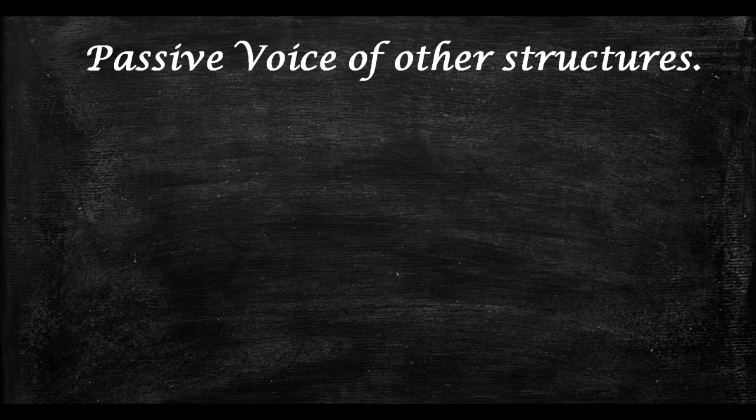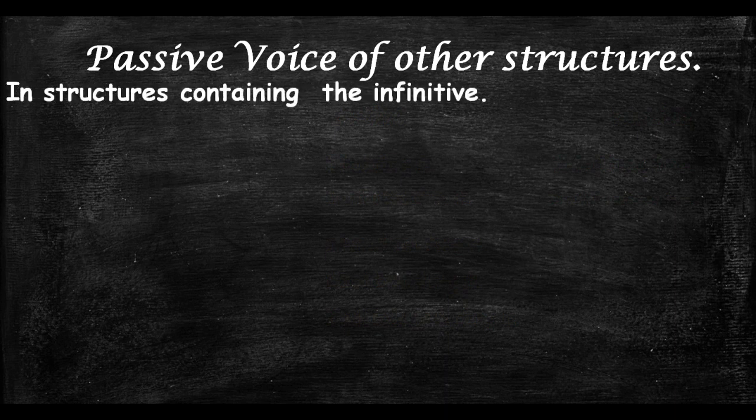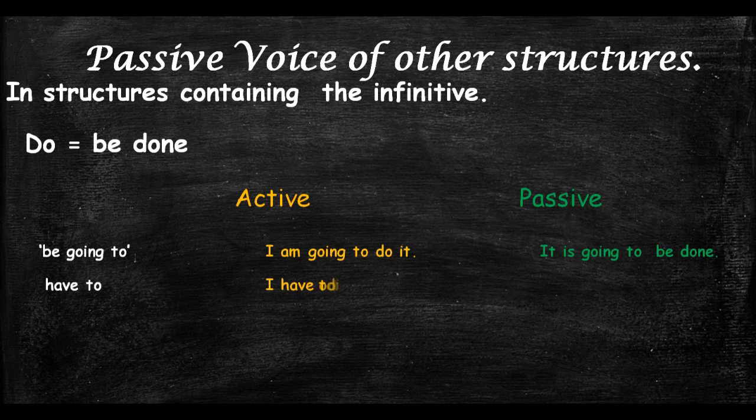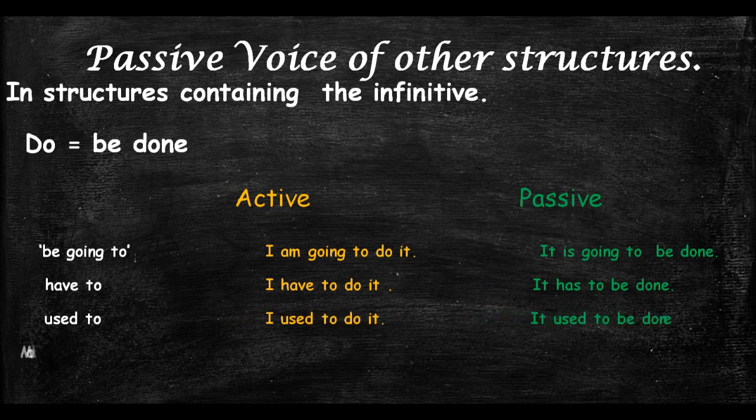Moving on, we'll understand the passive voice of other structures, in structures containing the infinitive. So do will become be done here. Let's take a couple of examples here. Be going to. I'm going to do it. The passive will be, it is going to be done. Have to. I have to do it. It has to be done. Used to. I used to do it. It used to be done.